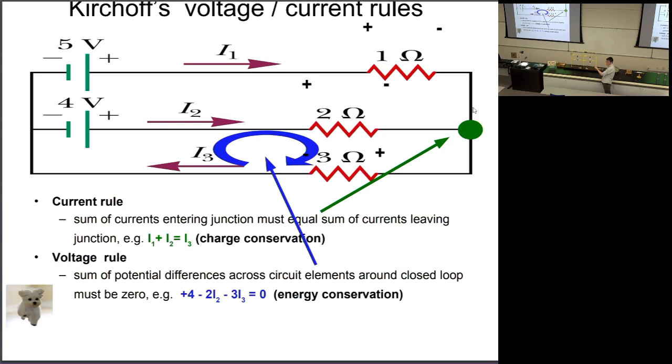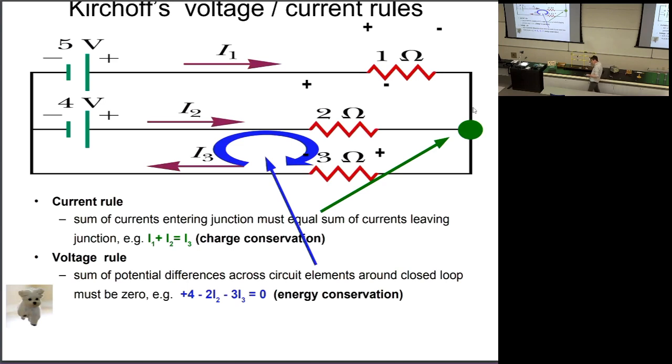And then I've come back to where I started. So that's what Kirchhoff's voltage rule applies to, a complete loop around the circuit. And like the nodes, there was more than one node, there's more than one loop in this circuit. There's actually two more. There's one around this top half, and then there's one around the whole lot. But anyway, let's take this one as an example.